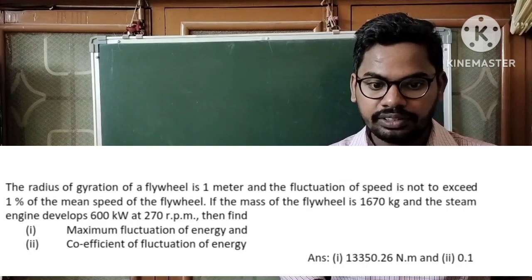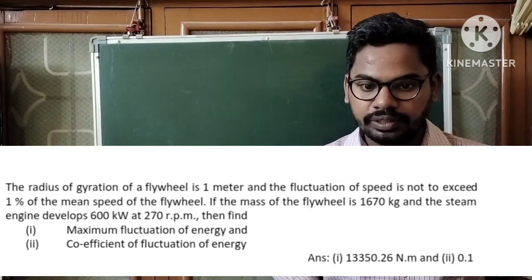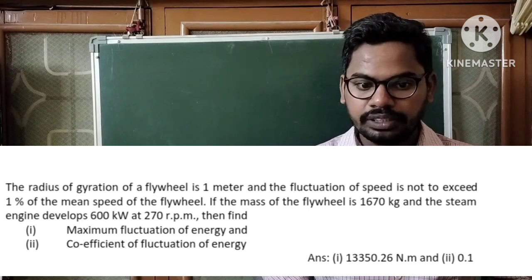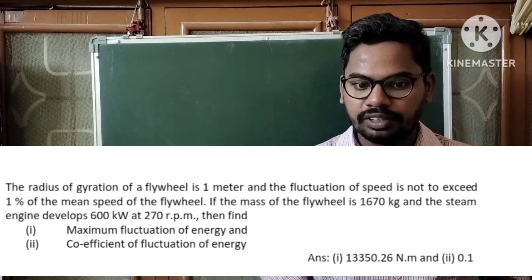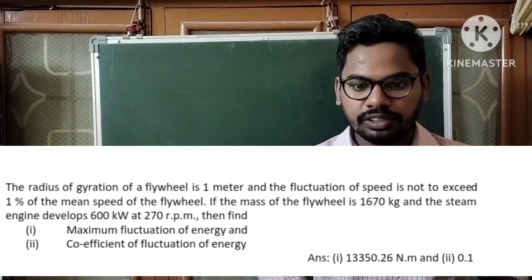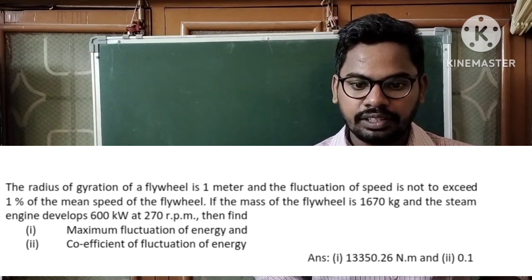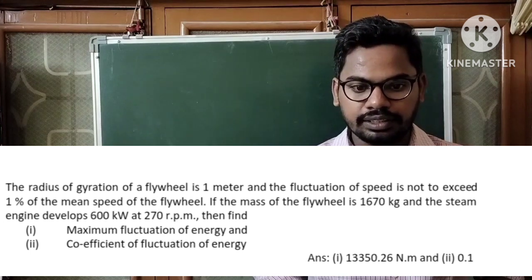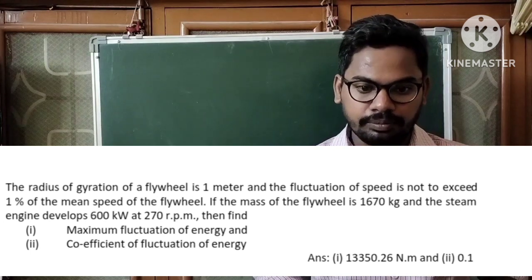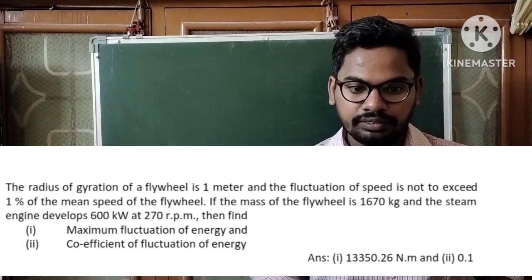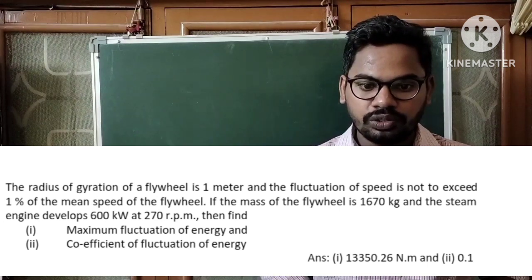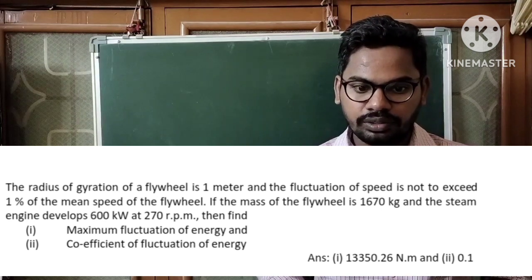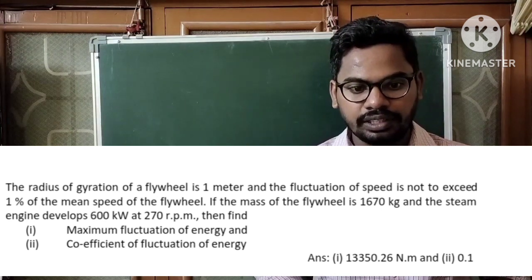The radius of gyration of a flywheel is 1 meter and fluctuation of speed is not to exceed 1% of the mean speed of the flywheel. The mass of the flywheel is 1670 kg and a steam engine develops 600 kilowatt at 720 r.p.m. Then find, first question, the maximum fluctuation of energy, and the second question is the coefficient of fluctuation of energy.